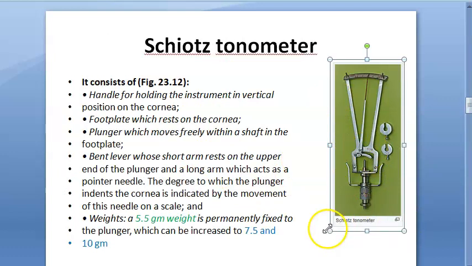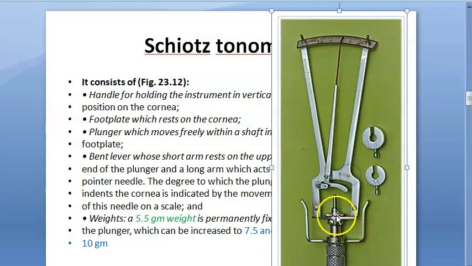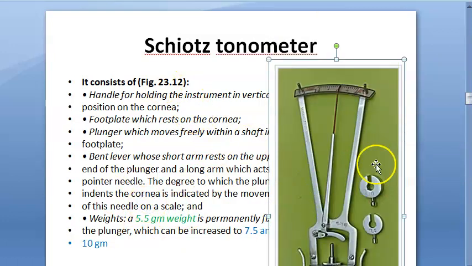So this is your Schiotz Tonometer. It comes with a 5.5 gram weight, which is permanently fixed. You can increase it by 7.5 and 10 gram also. So here I think they have written 7.5. Can you see here? 7.5 and this looks to be 10. So this is your Schiotz Tonometer. Basically what is this? Indentation tonometer, right?